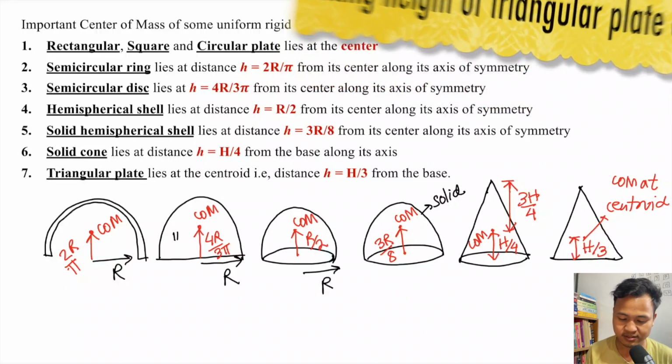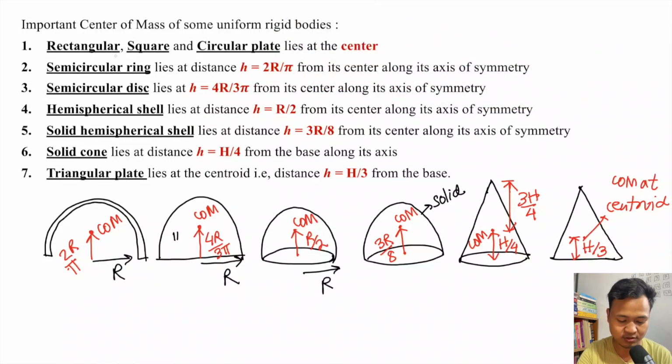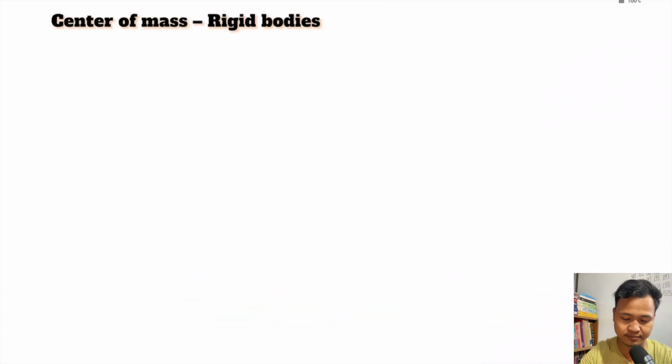So semicircular ring, semicircular disc, hollow hemisphere, solid cone, triangular plate. You remember the center of mass. They can also ask a direct question.